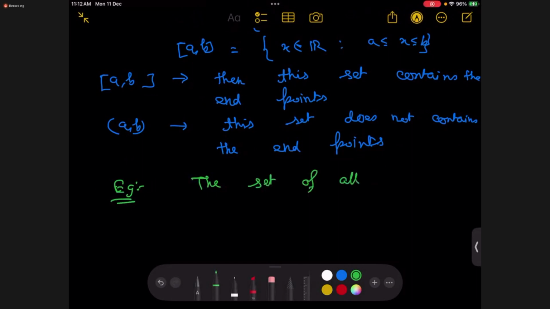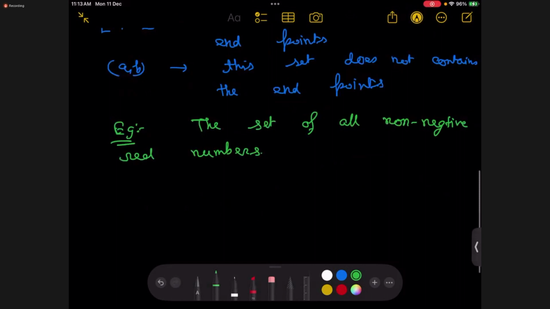The set of all positive, the set of all non-negative real numbers. That is the collection of all those elements of R such that x is greater than or equal to 0. So how can I denote this set?